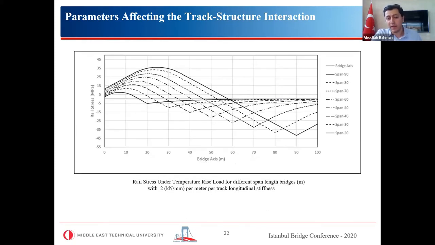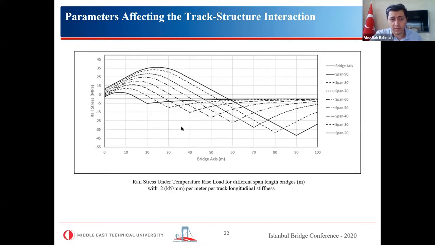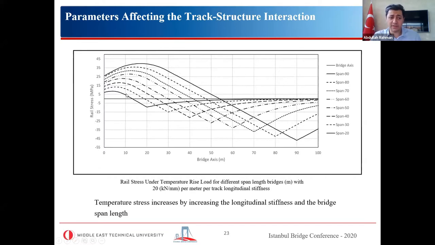Now I made the same charts. I plotted the rail stresses for different spans with 2 kilonewtons per millimeter per meter per track longitudinal stiffness. As you can see, while the bridge span or expansion length increases, the rail stresses increase. The thickest one is the 20 meter span, and it increases until it reaches the 90 meter span. Then I made the same chart, but with a 20 kilonewton per millimeter per track stiffness. You can see from the difference between the two charts that by increasing the longitudinal stiffness of the bridge, the rail stresses caused by temperature loads increase.